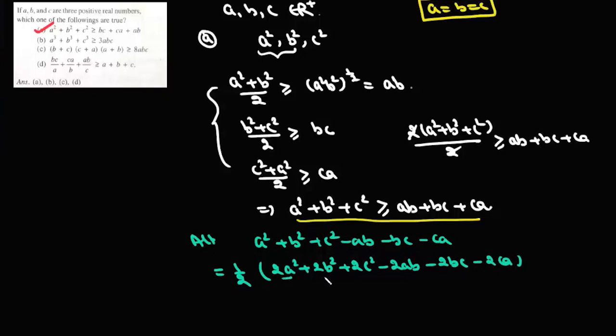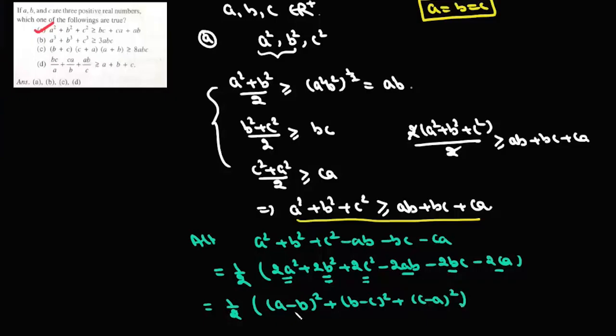Now we'll take A square plus B square minus 2AB. Then we'll take B square plus C square minus 2BC. And then we'll have A square plus C square minus 2CA. So we can write this as 1 by 2, and here will be (A minus B) whole square plus (B minus C) whole square plus (C minus A) whole square.